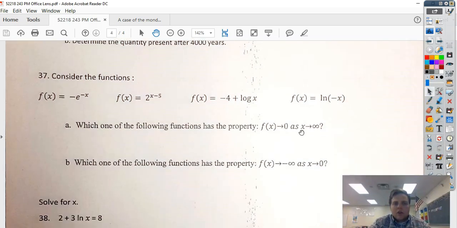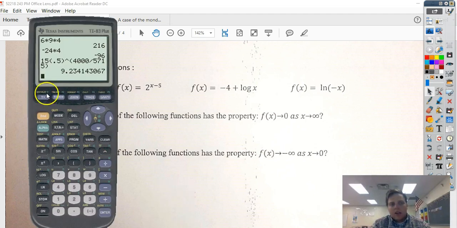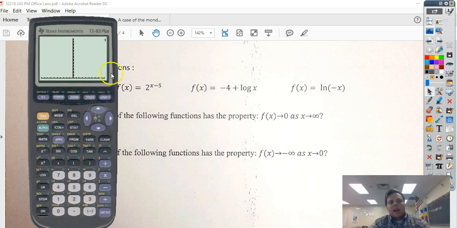Next problem. Consider the functions. Which of the functions has the property y approaches 0 as x approaches infinity? Alright, so guys, we just did this problem on a prior review. I remember that, okay? And what I told you to do is plug it in one at a time and simply look and see which one actually had that property. Okay, like that was the easiest way. So negative e to the negative x.